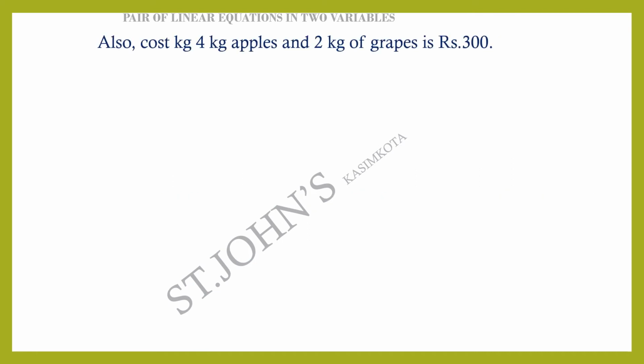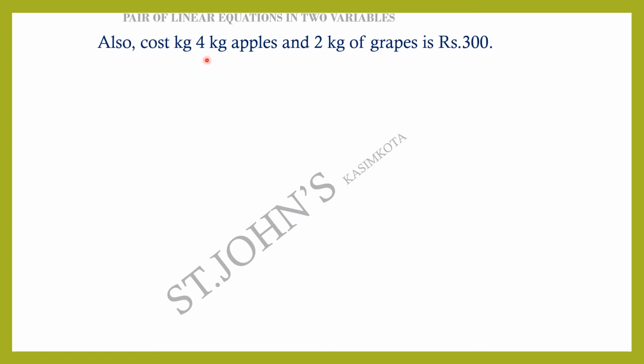Second condition. Also, the cost of 4 kg apples and 2 kg grapes is 300. Here, the cost of 1 kg apple equals x rupees, and the cost of 1 kg grapes equals y rupees.